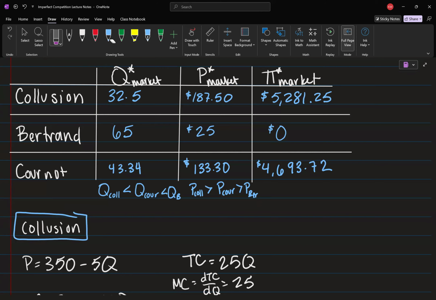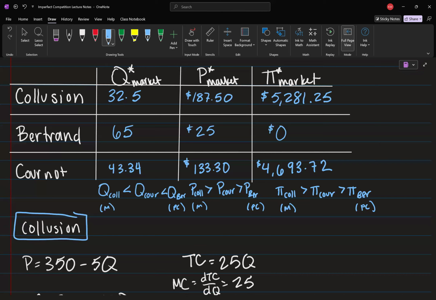And then lastly, for profit, the firms who are colluding, again, assuming there's no cheating, have the highest amount of profit in the market, followed by that produced by Cournot firms. And then, of course, last is the firms who are engaging in Bertrand because they make no profit whatsoever. So you can see there how those values relate, with collusion being most like monopoly and Bertrand being most like perfect competition.